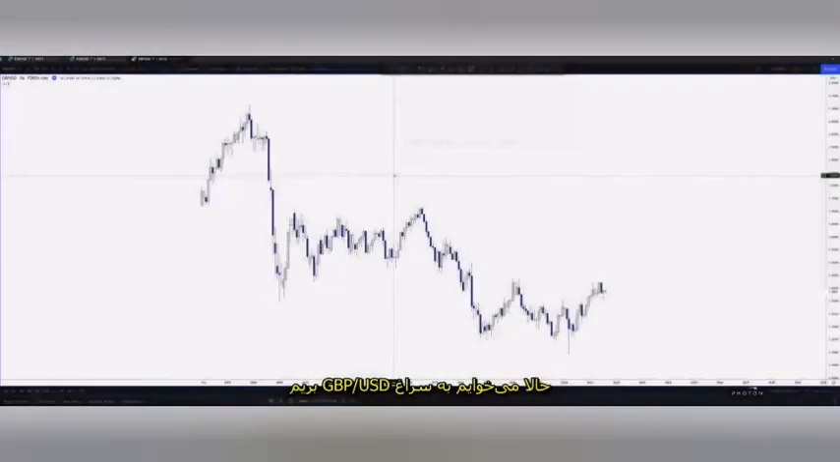All right, so now we're going to do a walkthrough on pound dollar. Now, one thing I just want to preface before we dive into this, as you'll see tons of examples of this, but pound dollar absolutely loves to sweep liquidity, and it loves to have inducement before it zones, right?